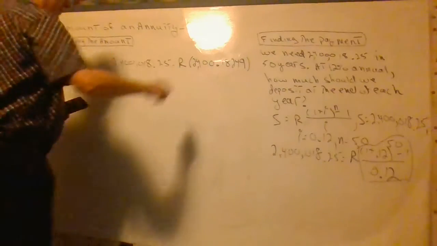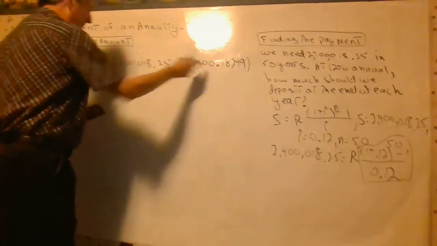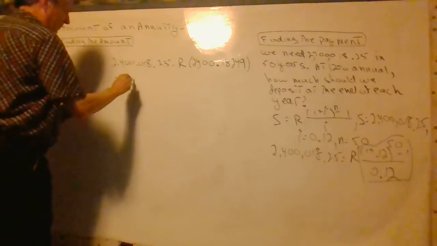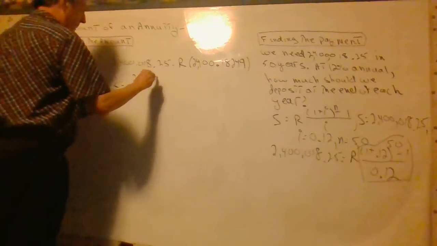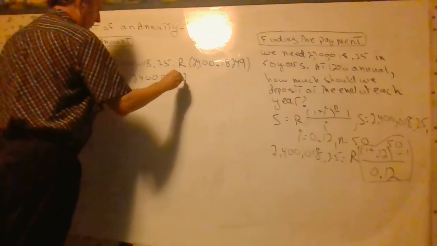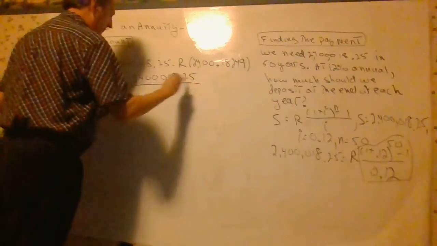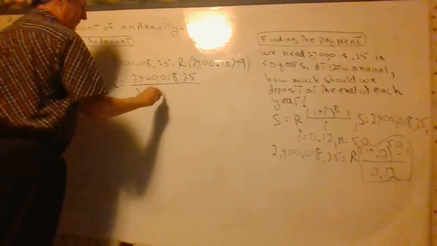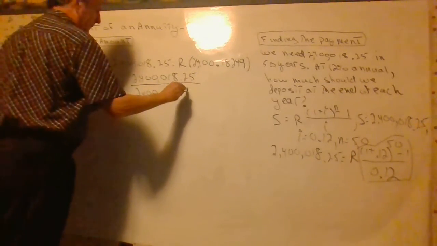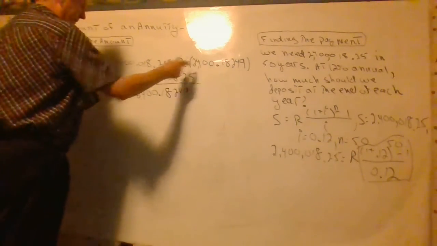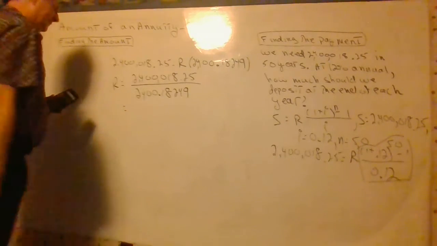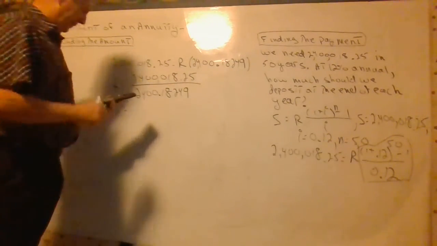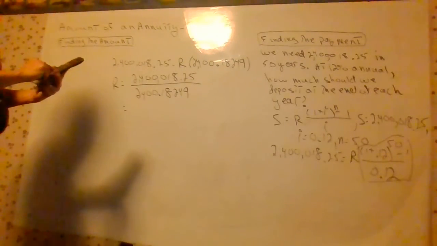Now you can do the algebra, you can divide this by this number, divide this side by that number, or you can just do a quick step. You can just divide that by that to get R. You can see how we're going to get 1,000. There's a little bit of round off error here. I'll divide that out.